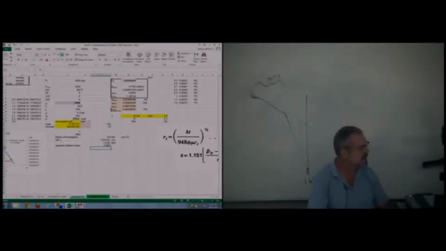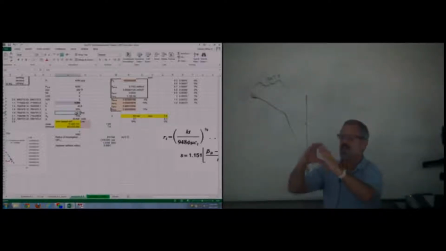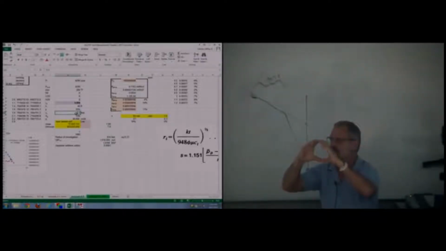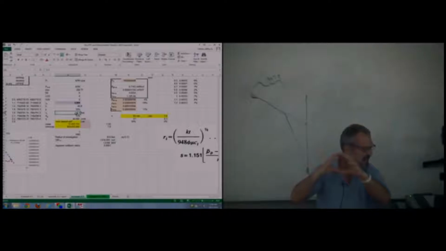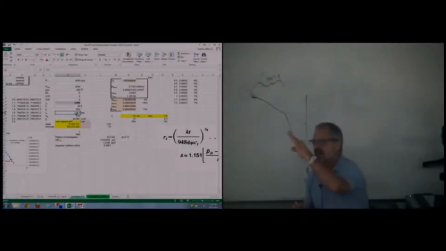So instead of the reservoir thinking it's seeing a 0.3 feet radius, it's actually behaving like it's seeing a radius that is very, very small.